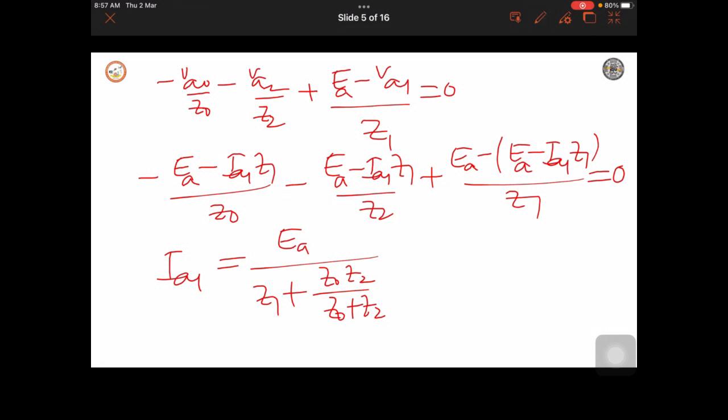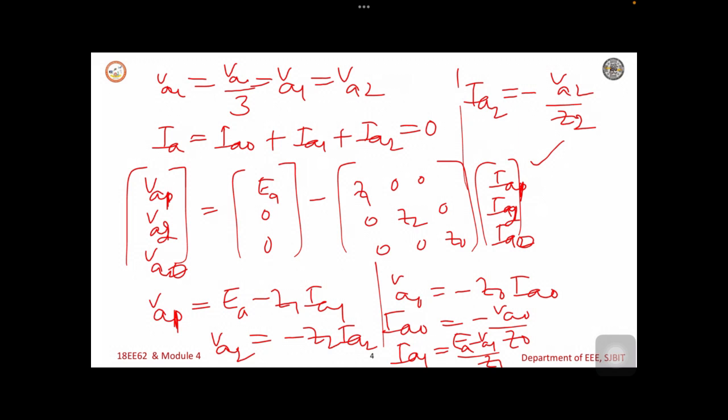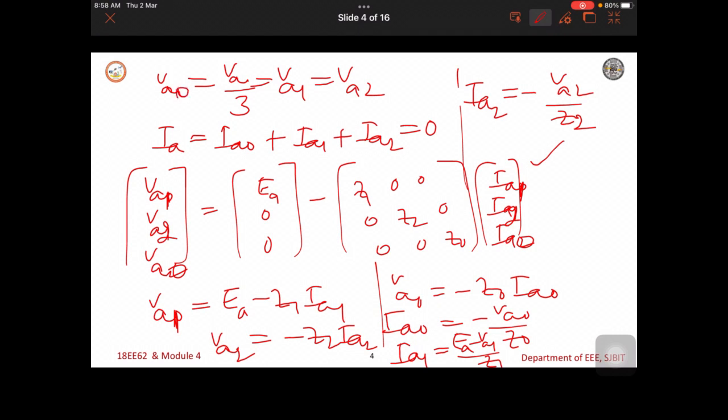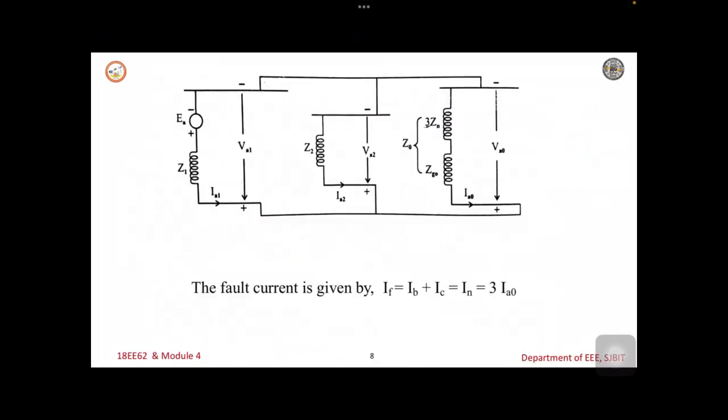So from the derivation we come to know that the three sequence networks are connected in parallel because current is adding. If the three sequence networks were connected in series, current would be equal, but here it is added, which means they are connected in parallel. And it is also clearly shown that VA1 is equal to VA2 and it is equal to VA0. So what we conclude is that the three sequence networks are connected in parallel, as shown here.